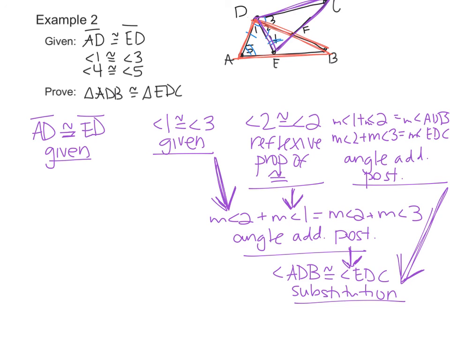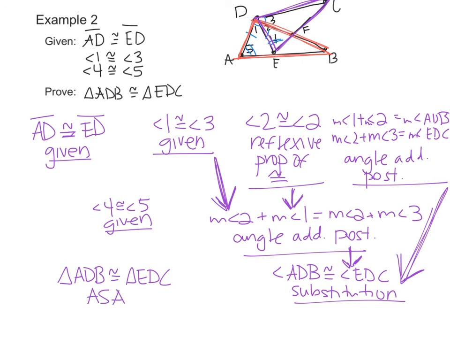So last but not least, I now see that I have proven this angle is congruent to this angle. I know that AD is congruent to ED. The last thing I need to make sure I include is that angle 4 is congruent to angle 5 because that was given to us. So now I have angle, side, angle. So triangle ADB is congruent to triangle EDC by angle, side, angle. And I got there by this angle here, this side here, and this angle here.